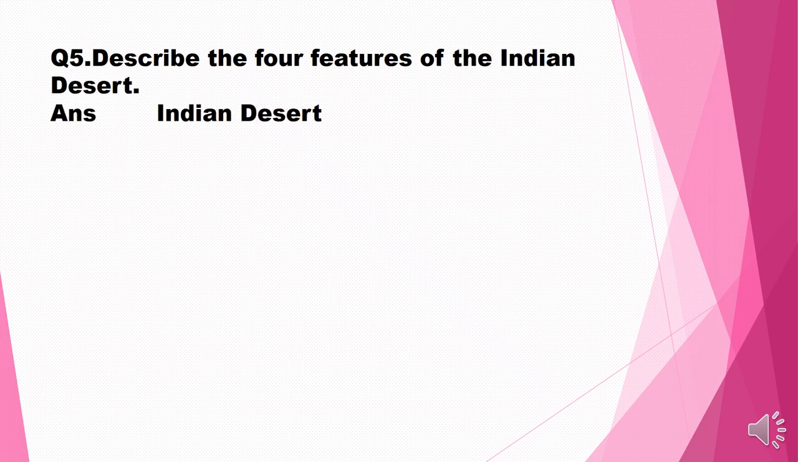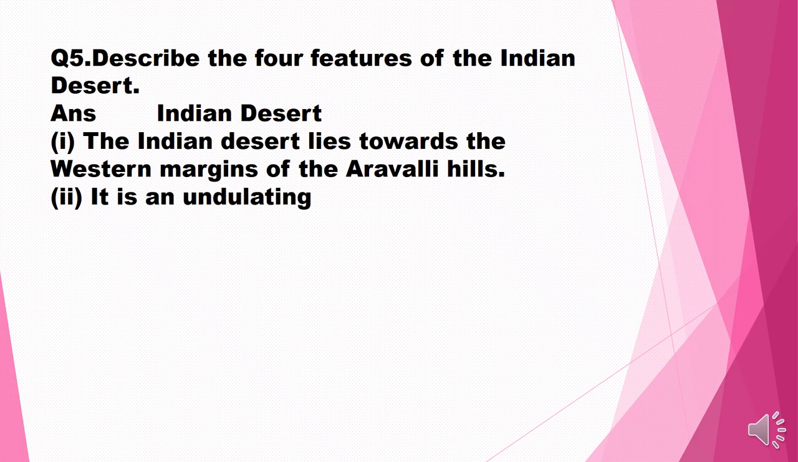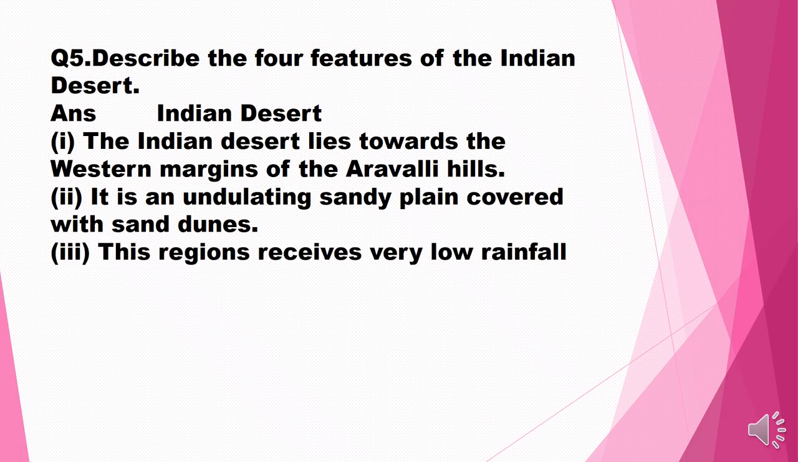And the answer is, Indian desert. First, the Indian desert lies towards the western margin of the Aravalli Hills. Second, it is an undulating sandy plain covered with sand dunes. Third point, this region receives very low rainfall, below 150 millimeters per year.